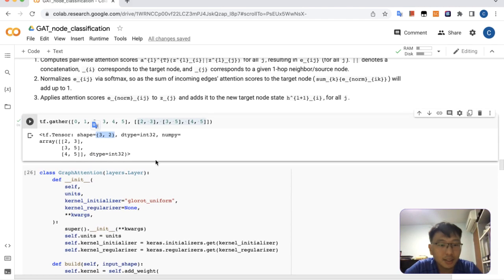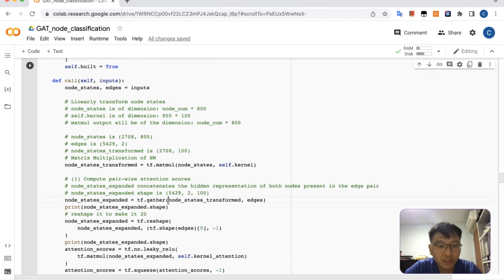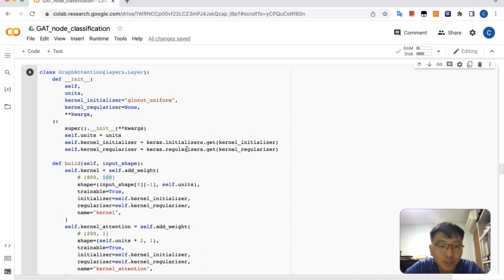So I guess a tf.gather of this one by this one. Since the node state transform here is 2708 by 100, when we do this we will get 5429, which is the edges here, by 2, because you choose 2 elements, but each element contains 100 hidden states. So it is something like this.